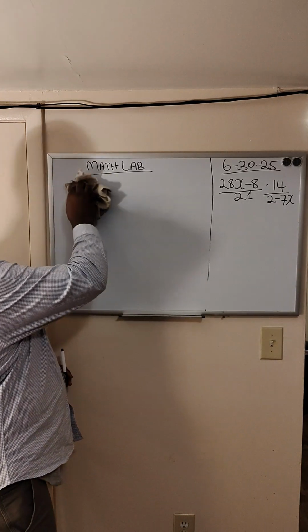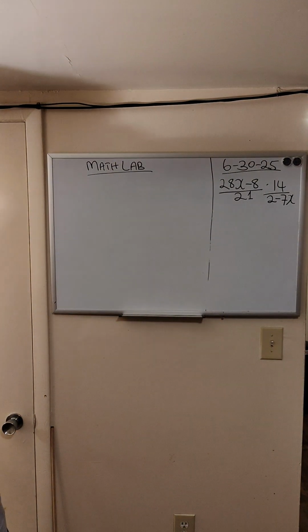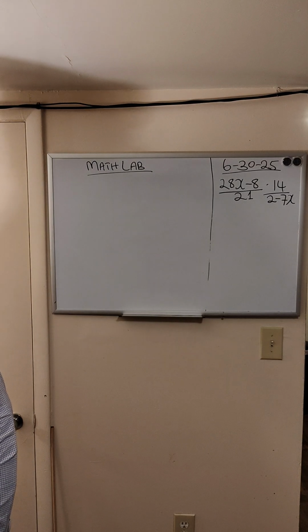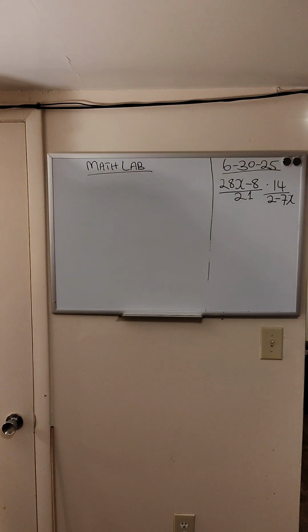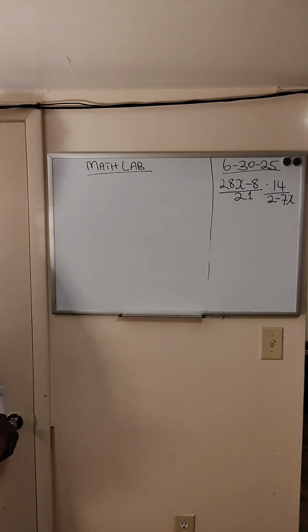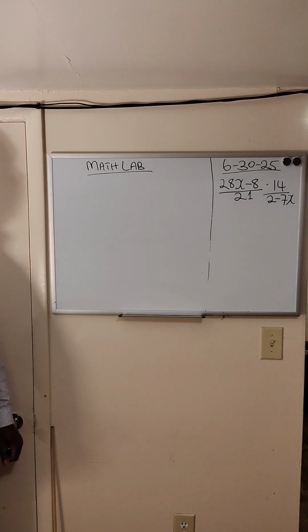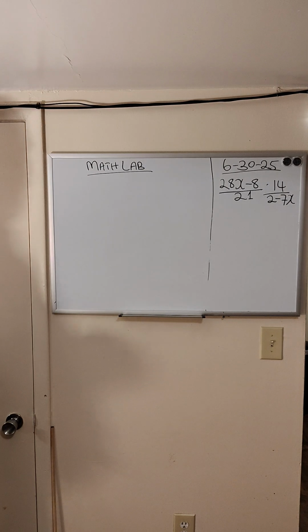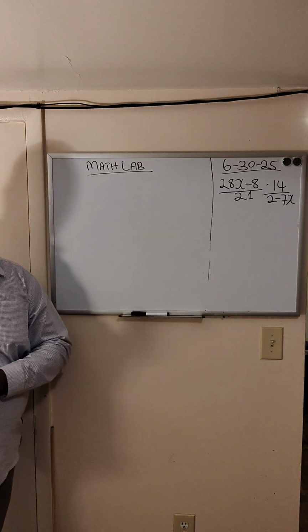So let us do our example number 2 and see what we get. That is 28x minus 8 over 21, then you multiply by 14 divided by 2 minus 7x.